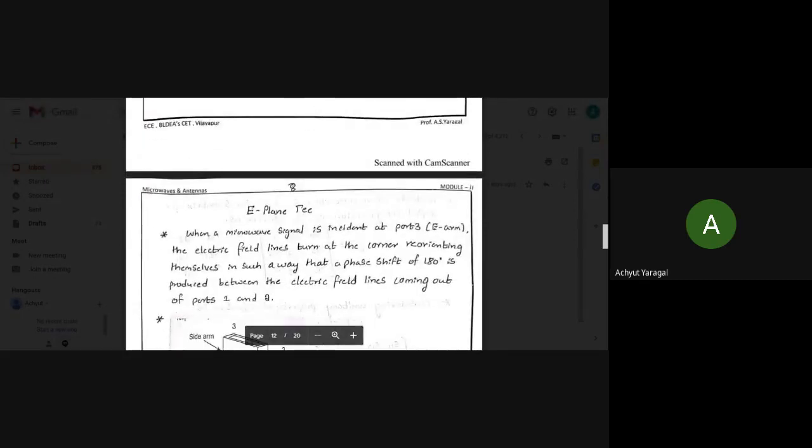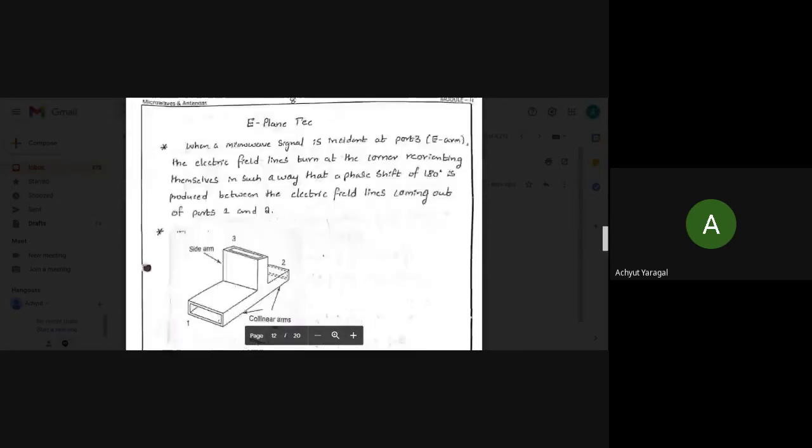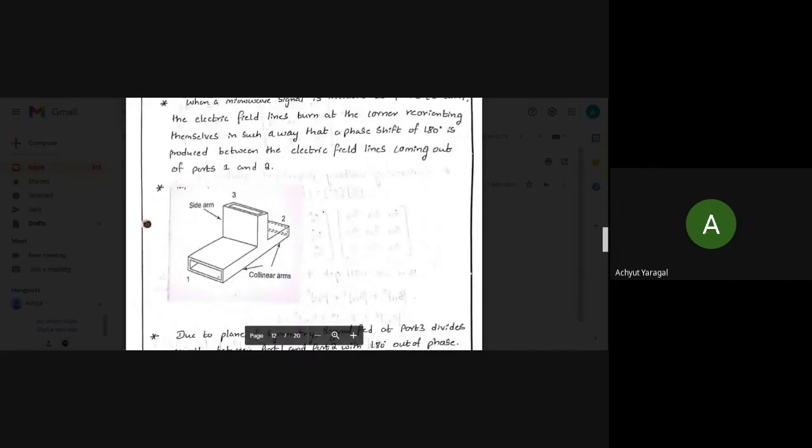Let us understand what 3 sections are there. First one is the E-plane T. Now just look into this particular figure. What does the figure show? There is port 1, port 2, and port 3. Port 1 and port 2 are the collinear arms, opposite to each other. Port 3 is perpendicular to port 1 and port 2, and it is called the side arm. I think the figure is very clearly visible. Yes or no? Can you just answer me?